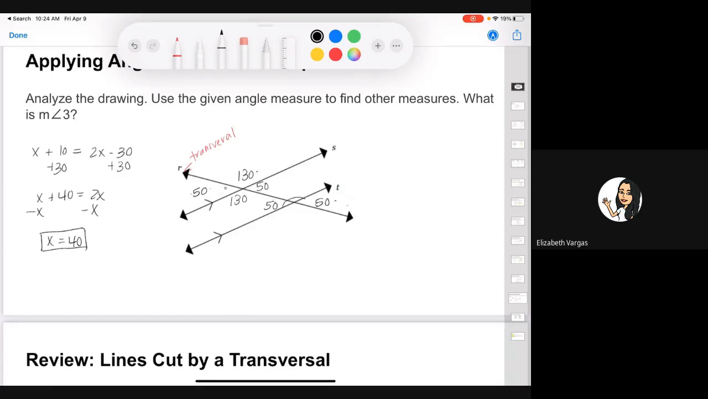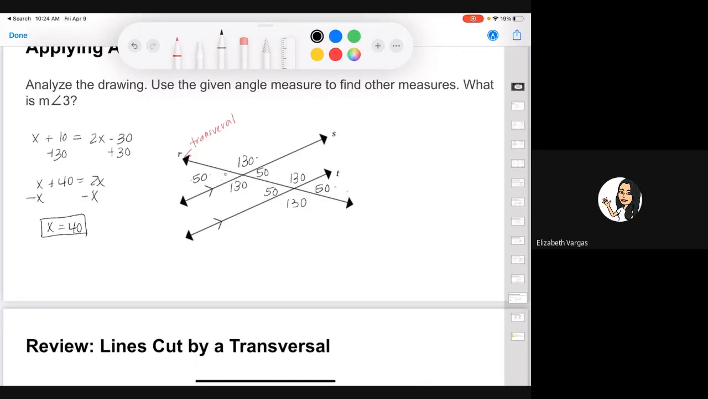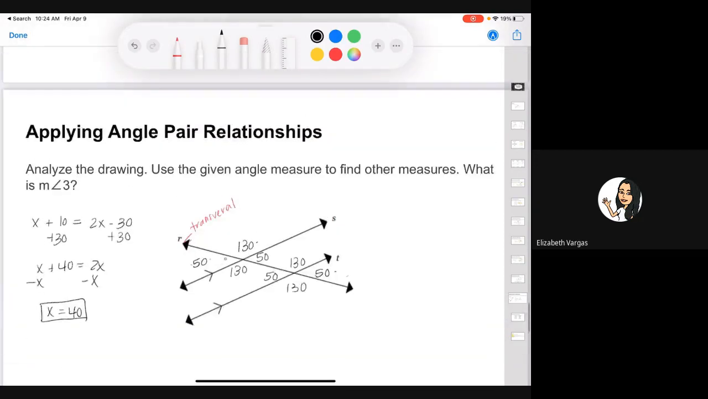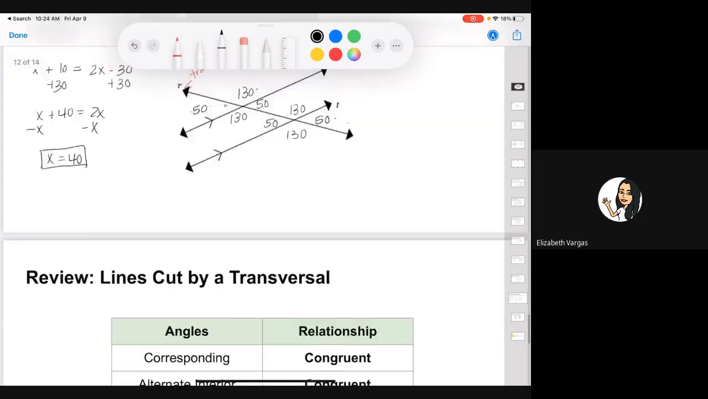This creates a supplementary pair, so that is equal to 130 as well. And that is equal to 130. So what we're actually able to do is identify all of the different angle measures, not just the measure of angle 3, using that relationship.